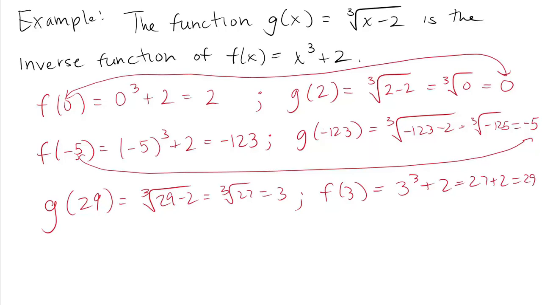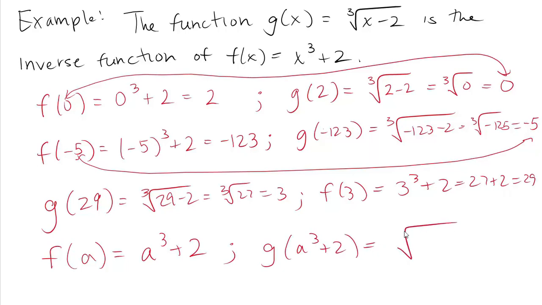I can in fact do this in general for any value a. All right, why mess around? F of a would be a cubed plus 2. If I plug a cubed plus 2 into g, I get the cube root of a cubed plus 2 minus 2. Well, those 2's cancel, and I get the cube root of a cubed, which is just a. It doesn't matter what number I start with, it always unravels back to the original, and that's why these are inverses. This last example might hint to you how we can show that two functions are inverses of one another.